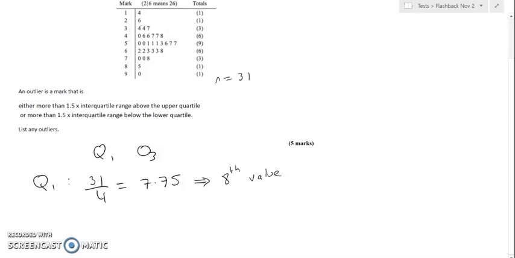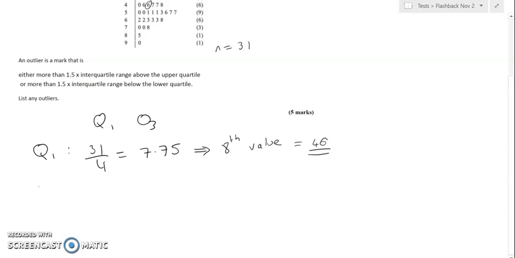So 1, 2, 3, 4, 5, 6, 7, 8. I make the 8th number 46. So that's 46. So that's Q1. Q3 is 31 over 4 times by 3. And that comes to 23.25. And as I said, any decimal number, you round up.